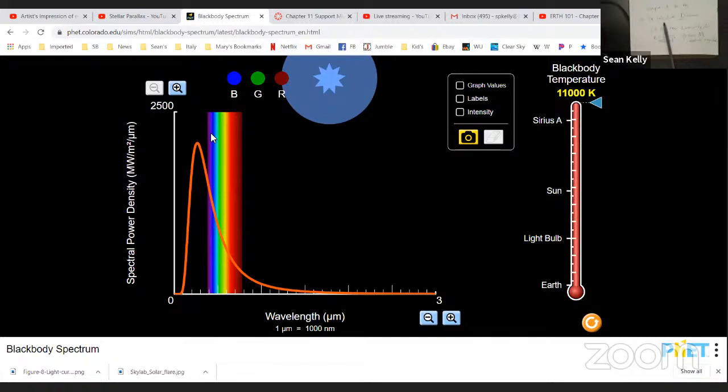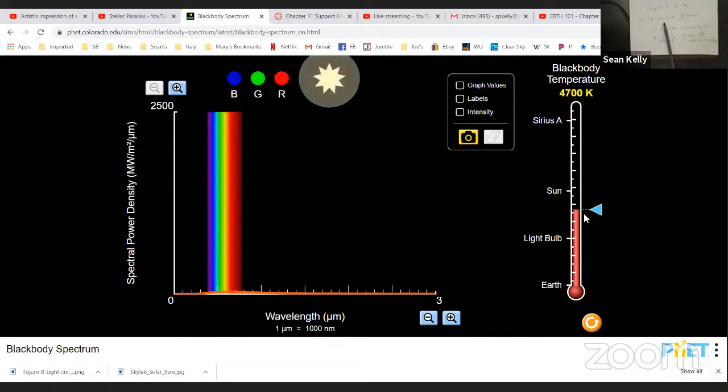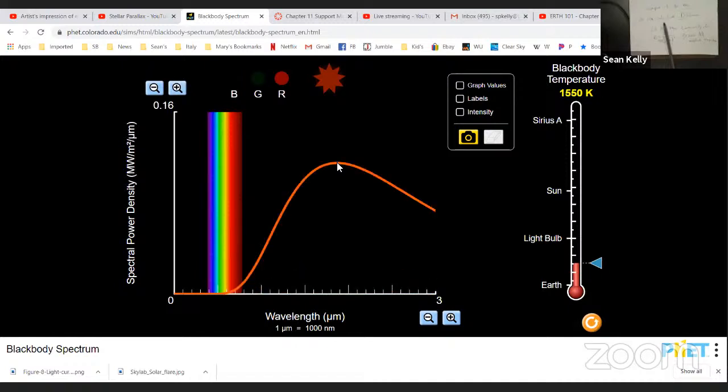But anyways, blue stars are incredibly hot because the visible part that they emit has more of the violet and blue and less of the red and the orange, okay? Let's go to the other side. Very, very cool things, right? And they look kind of reddish, okay? And they actually have their peak in the infrared, okay?